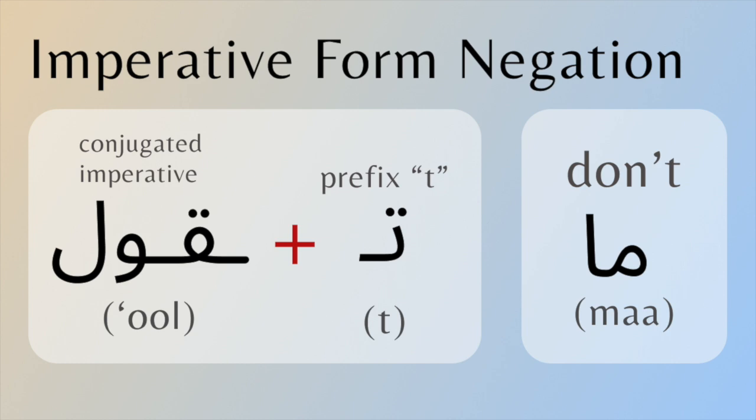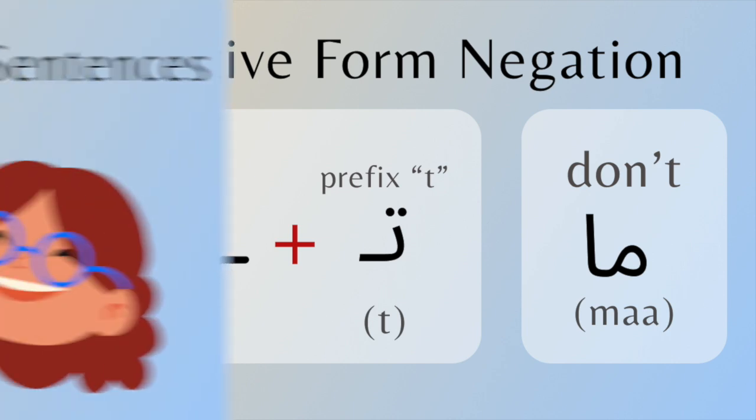So here's a closer look at the imperative form negation. We have two words. The first one is the negator, ma, which in this case means don't. And then we have the verb, which we form by attaching the prefix letter ta with the conjugated imperative form.